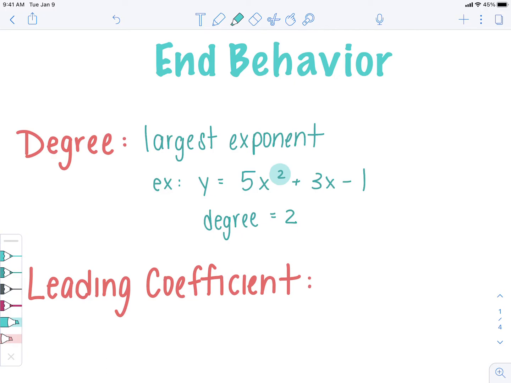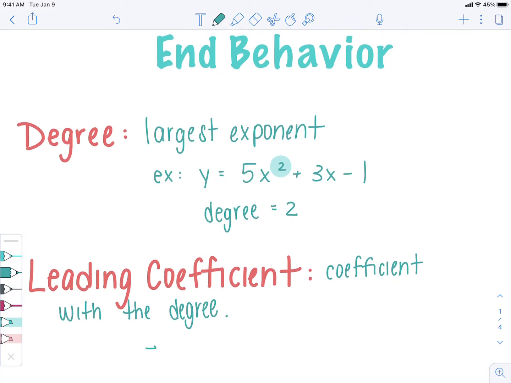The leading coefficient is the coefficient in the term with the degree. So it's not necessarily the first or the biggest coefficient, it's the coefficient that matches with the term that has the biggest exponent. So leading coefficient, and remember coefficient is the number in front of the x, coefficient with the degree.